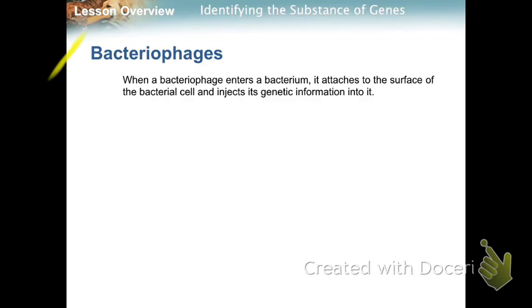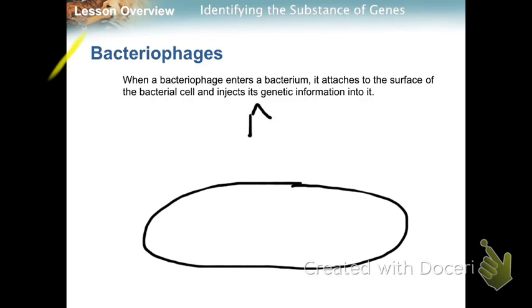When a bacteriophage enters a bacterium, it attaches to the surface of the bacterial cell and injects its genetic information into it. So I'm going to try my hand at a drawing here. Here's a bacteriophage. Here's the genetic information inside the bacteriophage. In order to infect the bacterial cell, that genetic information, now we know it's the DNA or the RNA that makes up the genetic material of the bacteriophage. But again, back in the day, we were trying to figure out, okay, was it the protein outside, the protein coat of the virus, or the genetic material inside?